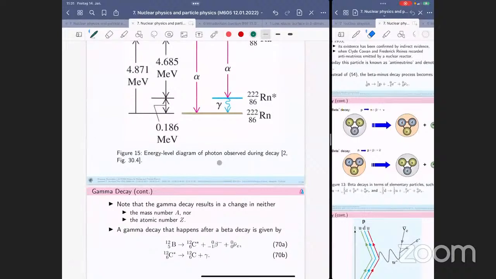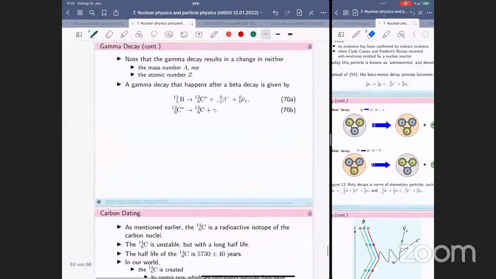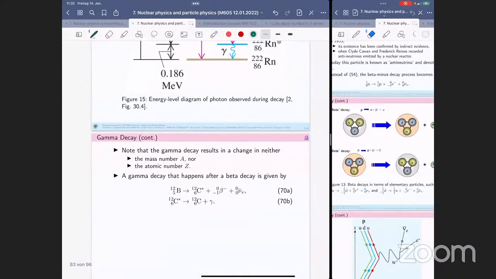Okay, I know that gamma decay... Sorry, the time is over. I'm gonna finish right soon, right? Okay, we will finish this page and the lecture will be closed soon.